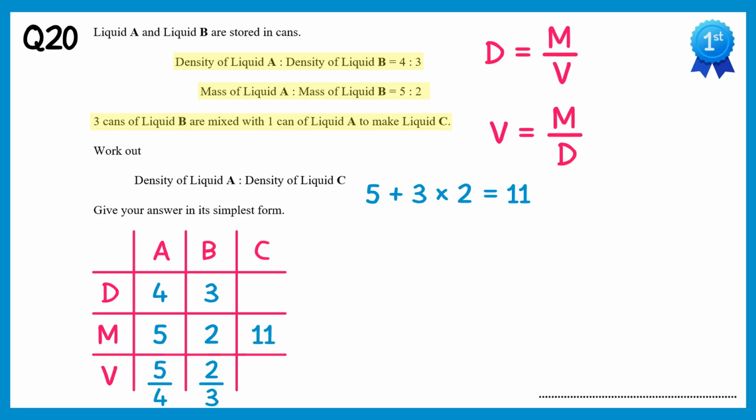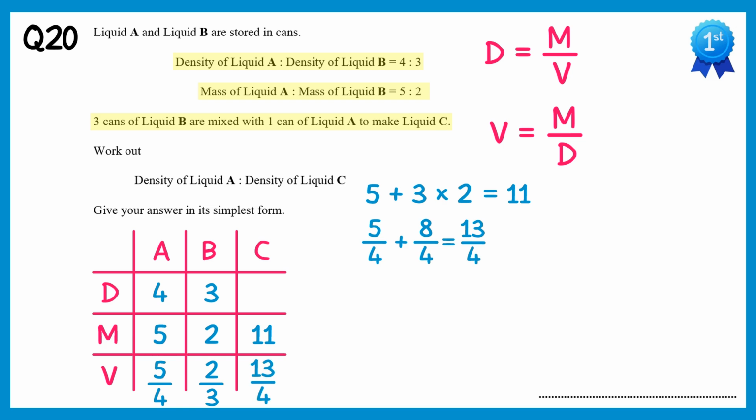Now we can also apply this to the volume. If you take 3 lots of liquid B and 1 lot of liquid A, you just need 3 lots of the volume of liquid B and 1 lot of the volume of liquid A. So we'll take 5/4, 1 lot of can A, and we'll add to this 3 lots of the volume of can B. When you do 3 times 2/3, the 3's will cancel, so that's just 2. Now to add these together, you could either use a common denominator, we could rewrite that 2 as 8/4, or you could have just typed it into your calculator and it gives you 13/4. This tells you the volume of C will be 13/4.